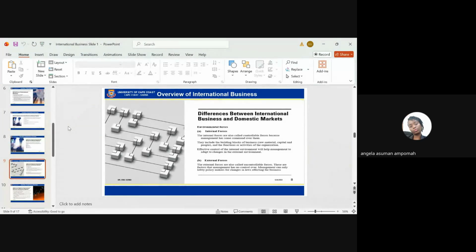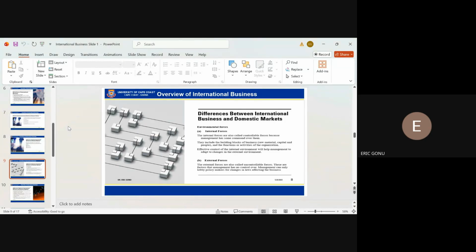Are you getting me? You need to understand the business environment in the US, and you also need to understand the business environment in Ghana. Aside from understanding the business environment in the US, the economic, political, social, and cultural environment and how it affects your operations, you need to also understand what governs international trade globally. What are the issues?